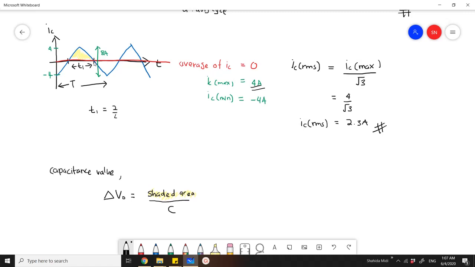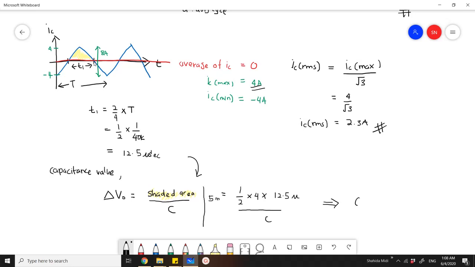So T1 is 2 over 4. Why 2 over 4? I already explained in the previous example, so you can refer to the previous video. So this one will be half, so 12.5 microsecond. Then we are just going to find the shaded area from that. Okay, so this is equivalent to CS.